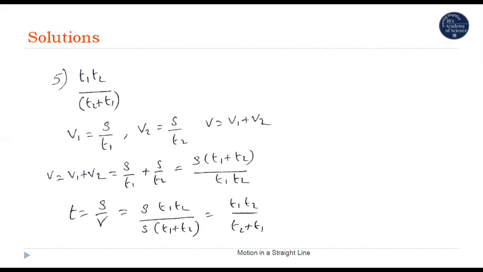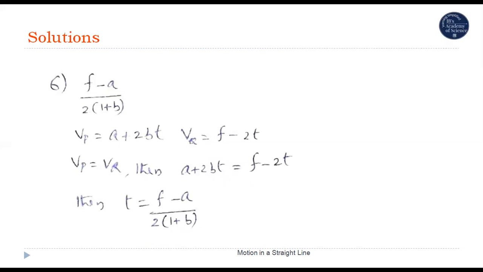Now if v is the total velocity, then the time taken T is equal to s divided by v. That is s divided by s into T1 plus T2 divided by T1 T2. That is s into T1 T2 divided by s into T1 plus T2. That is T1 T2 divided by T2 plus T1.